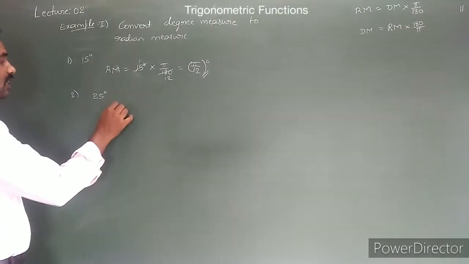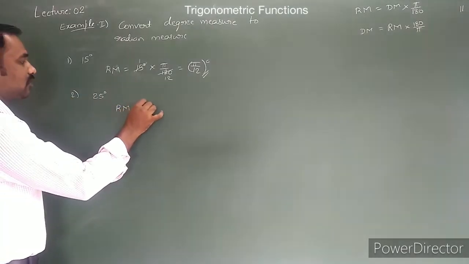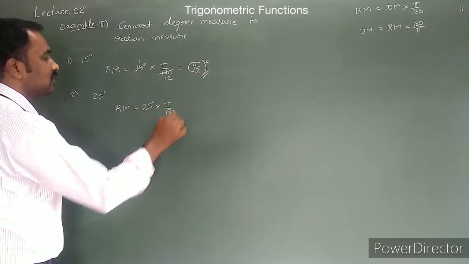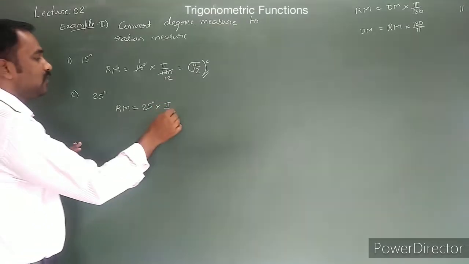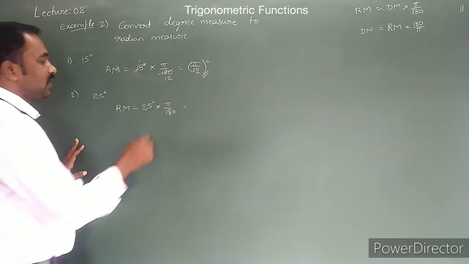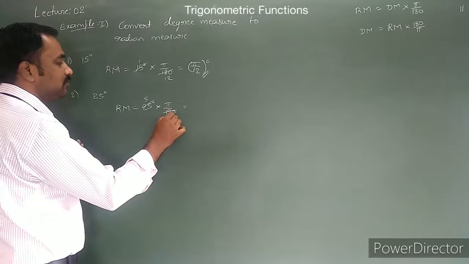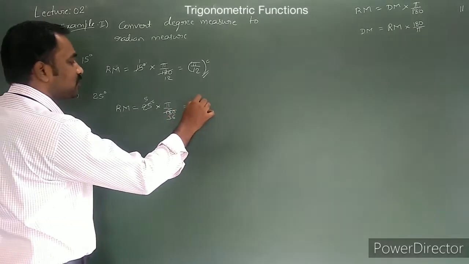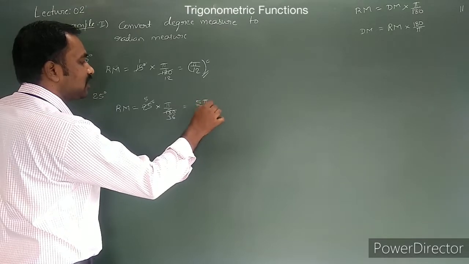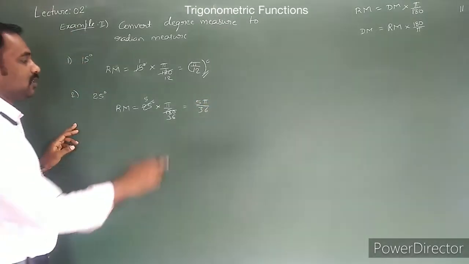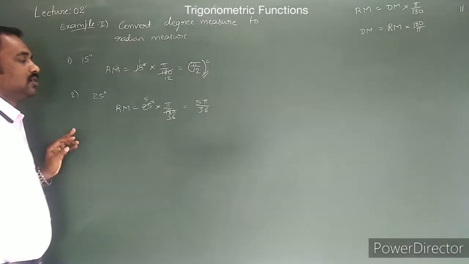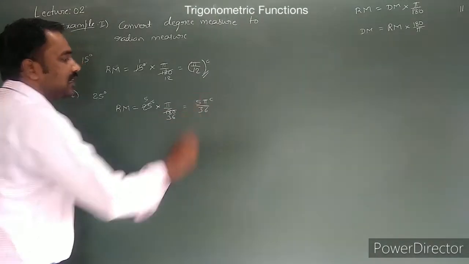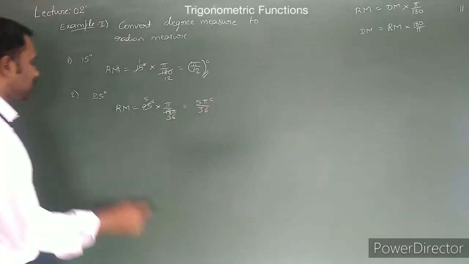25 degree. What is that? Radian measure is equal to 25 degree, and we have to convert into radian measure. So that multiplied by pi by 180. What is the answer? 5 pi: 5 fives are 25, and 5 into 36 is 180. So this we can write 5 pi by 36 radian. Again it is not possible to simplify.